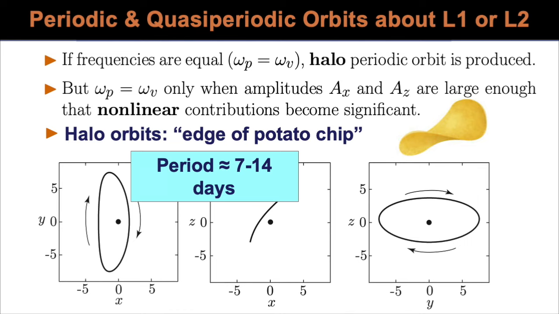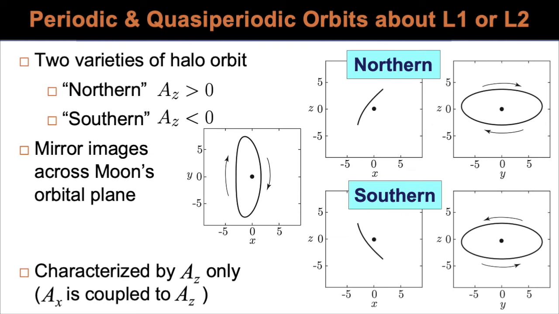And if you were to look at this in three-dimensional space, it looks like the edge of a potato chip. It's got curvature. They come in two different varieties. So there's the northern and southern. Northern just means they have a Z amplitude that takes them, they spend most of their time above the orbital plane. Southern spend most of their time below the orbital plane, but of course they do poke through. Now, halo orbits, all you have to do is specify their Z amplitude because Ax is coupled to Az. I won't give the formula, but you can define these in terms of just the Z amplitude.